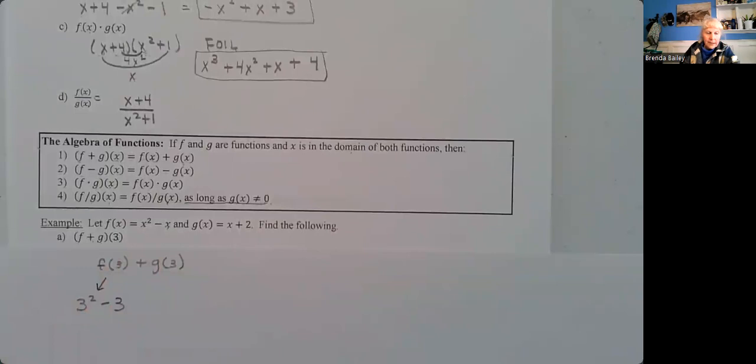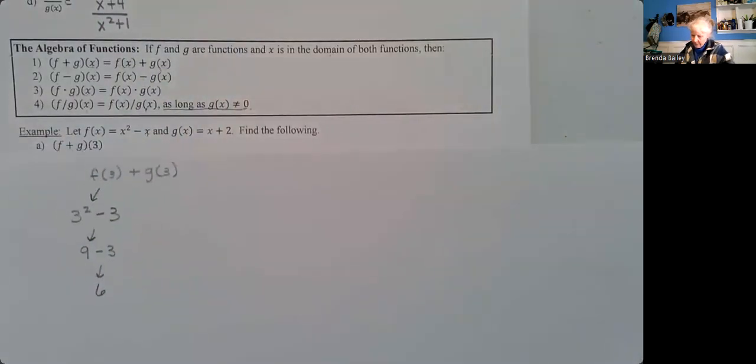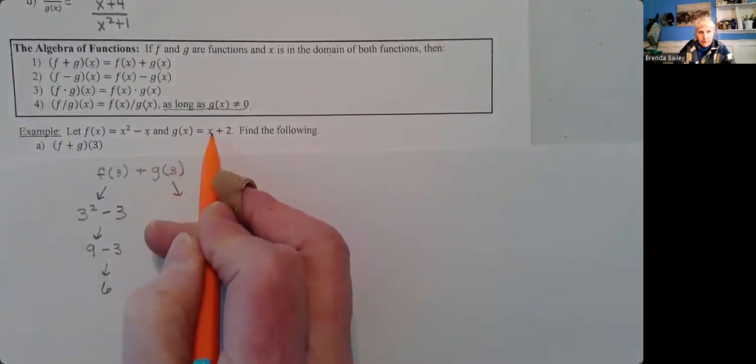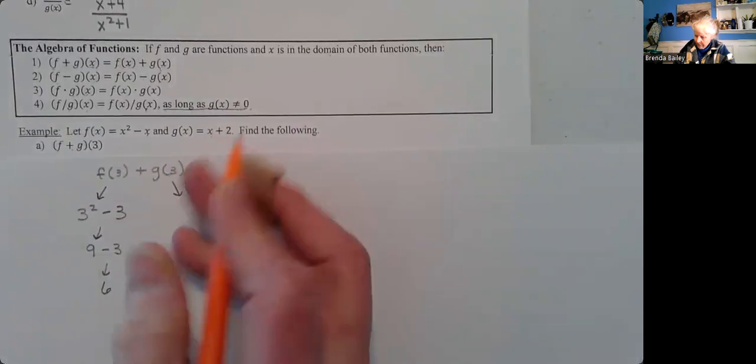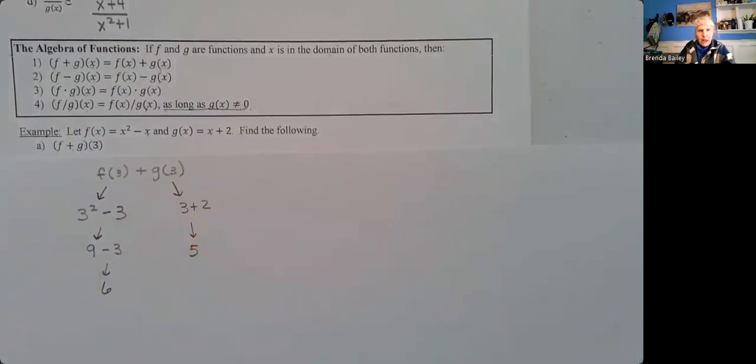I just put in 3 for the x's. And 9 minus 3, I get 6. Oh, let me move that up a bit here. I ran off the page. Okay. So let's do our g of 3. So you put 3 in for that x. So all you do is you replace 3 in right there. And you get 5.